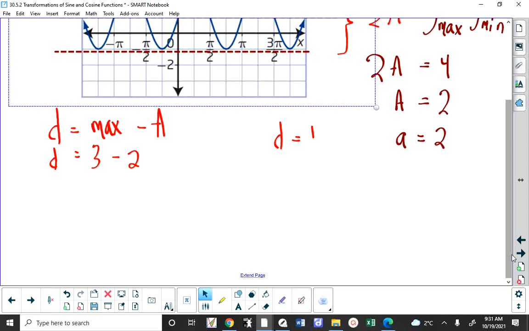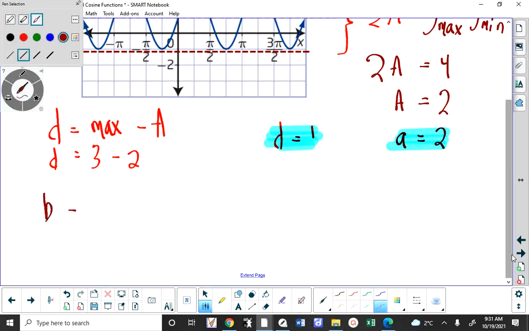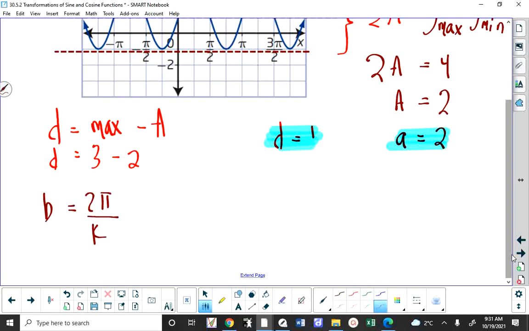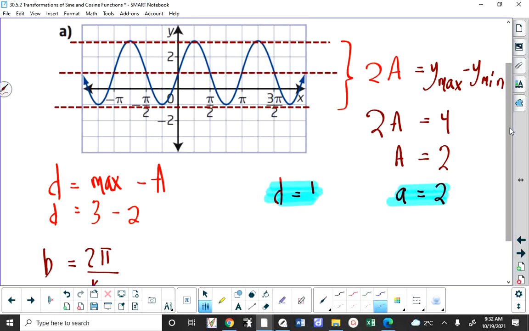I haven't organized my work here very well, but we've determined d, we've determined a. What I would like to do now is determine b, but b is 2 pi over the period. So now we have to look at the graph and determine what the period of this graph is. The period is how far it goes horizontally to do one cycle, and one cycle contains 4 of those pieces.